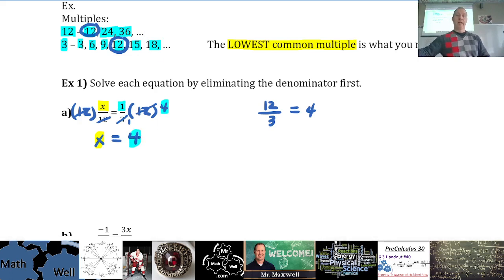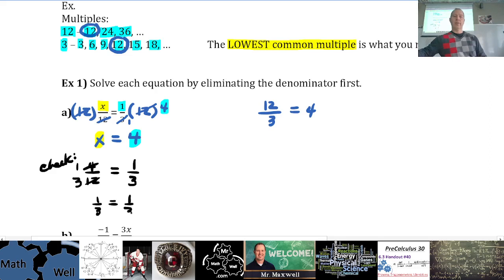Okay, now let's check that to make sure that's reasonable. So 4 over 12 equals 1 over 3. I just put my answer in there. And I can reduce 4 over 12. That 4 divided by 4 is 1. 12 divided by 4 is 3. So that 1/3 does equal 1/3. So that checks out. X equals 4 is my answer.